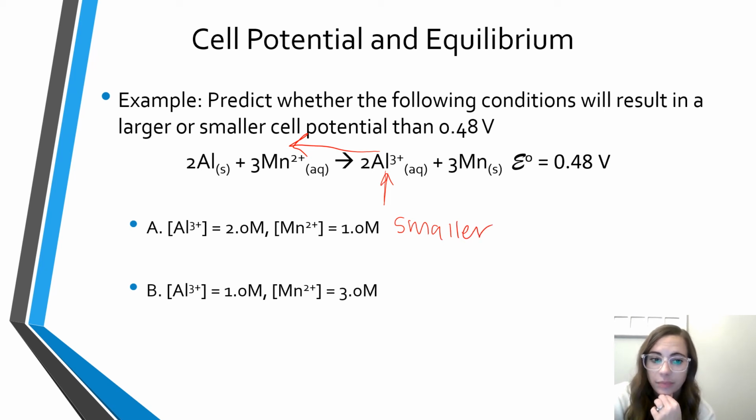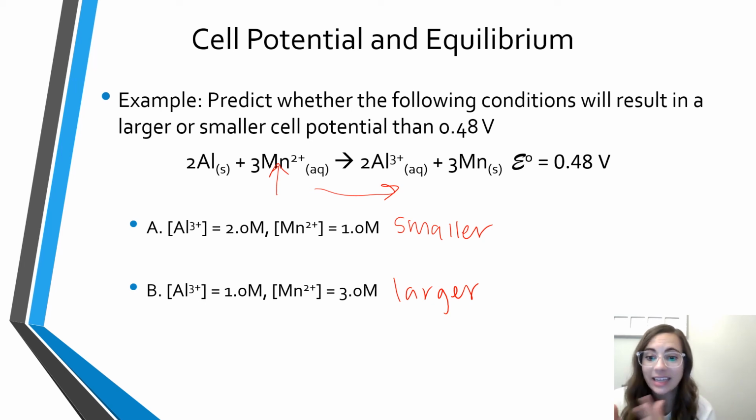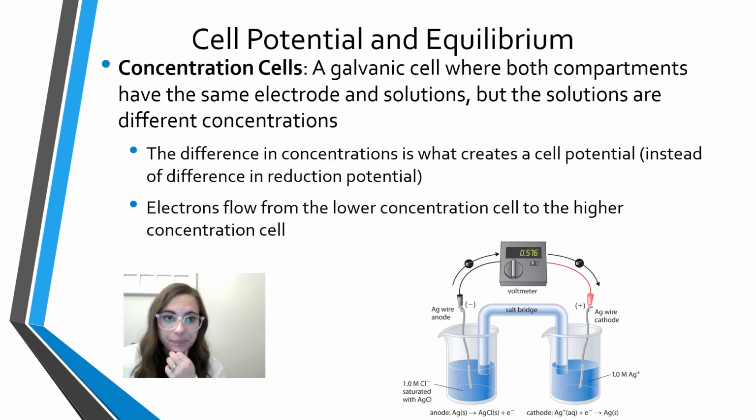cell potential. Now in B, we are increasing the concentration of the manganese solution, which is in the reactants. So when I increase the reactant, I shift right, which for a redox reaction in a galvanic cell is going to increase the cell potential. So I'm going to have a larger cell potential. So we're just applying Le Chatelier's principle here. So the key thing we've got to look at is, are my reactant concentrations larger or my product concentrations larger?